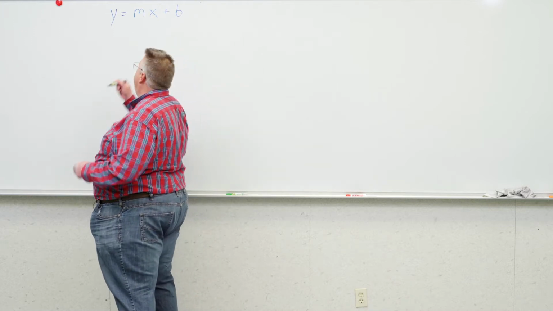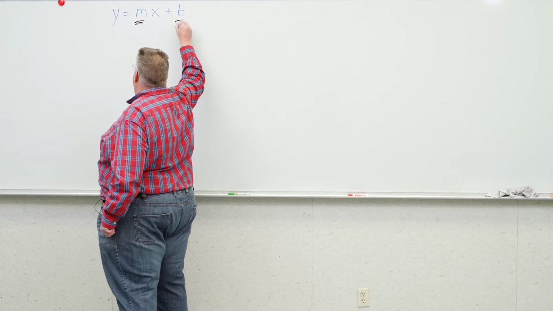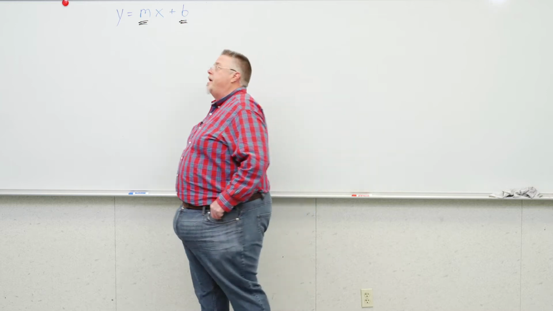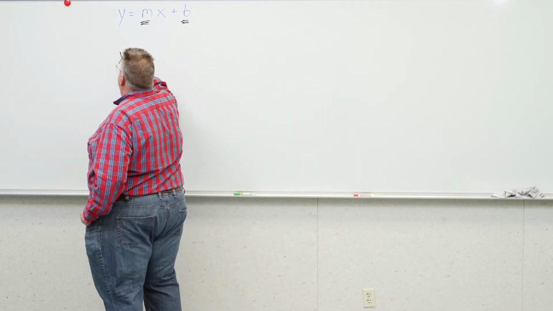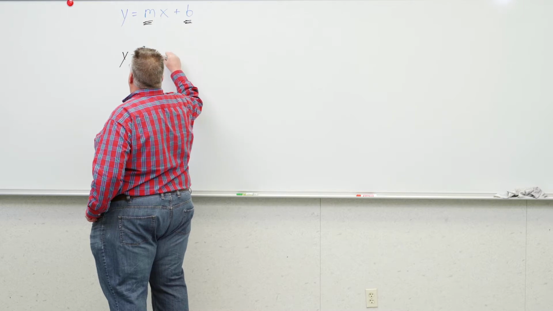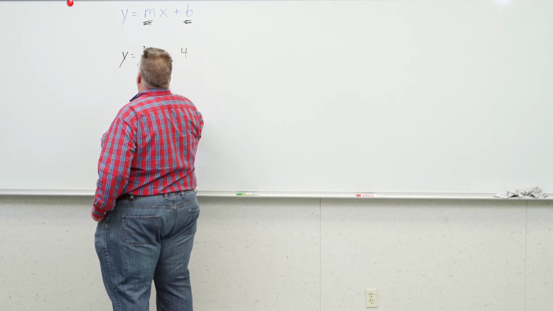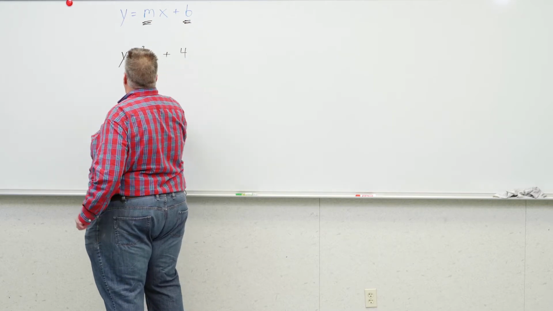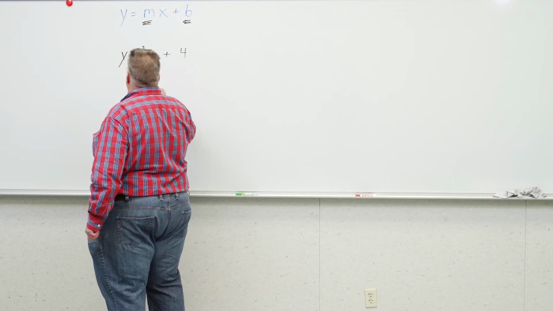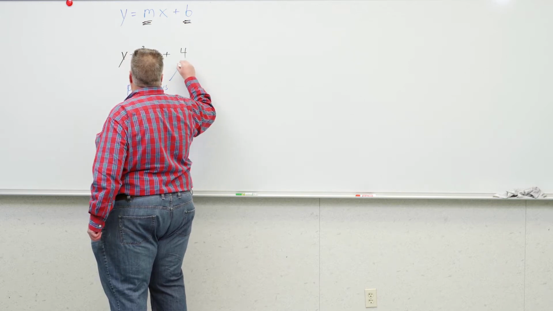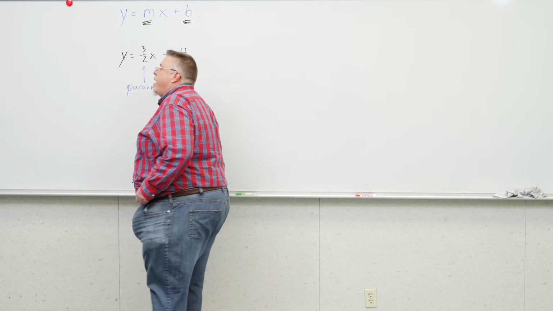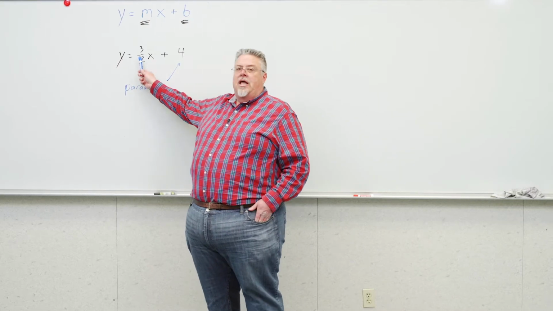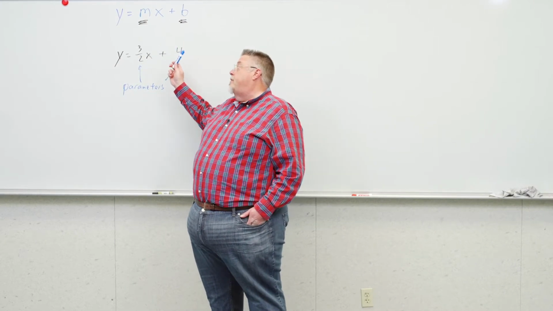There's two very important numbers here. These constants, m and b, when you had an equation of a line that you were supposed to graph, those were usually replaced by numbers, such as y equals 3/2 x plus 4. And these numbers here are parameters. These parameters told you something important about the line. They told you the slope of the line, and they told you the y-intercept of the line.